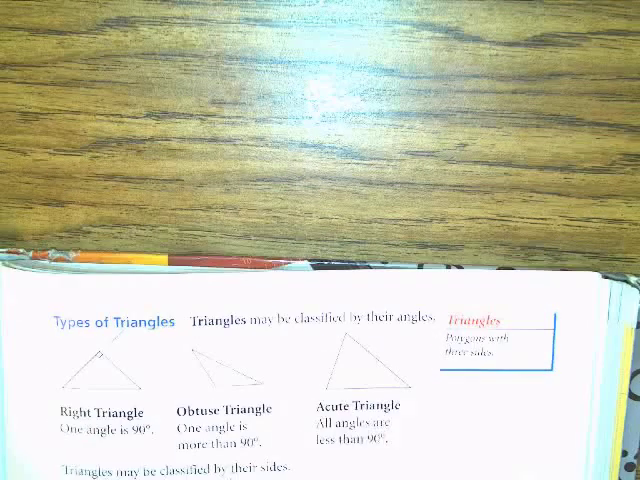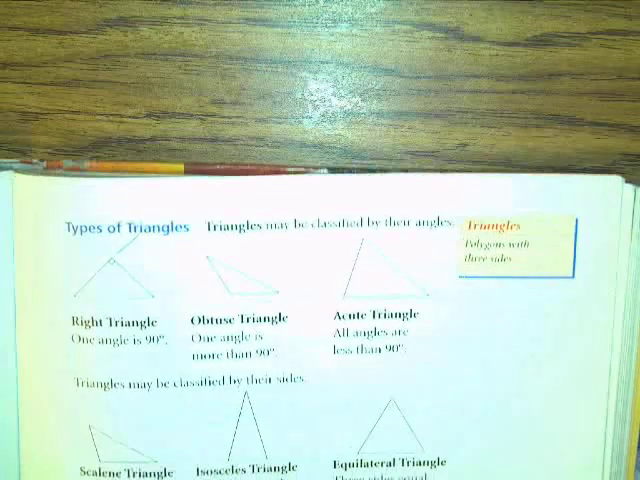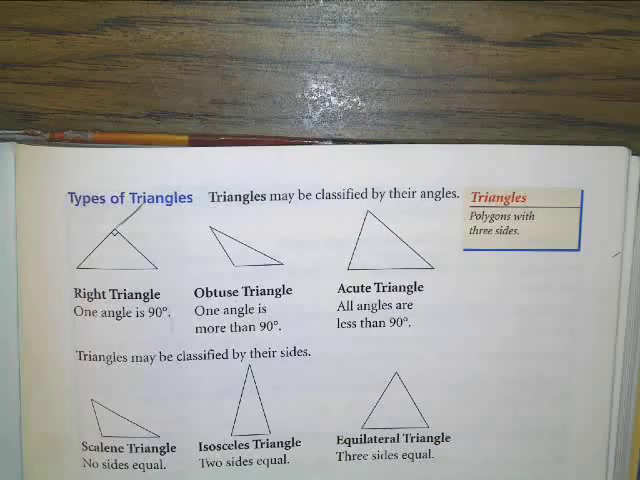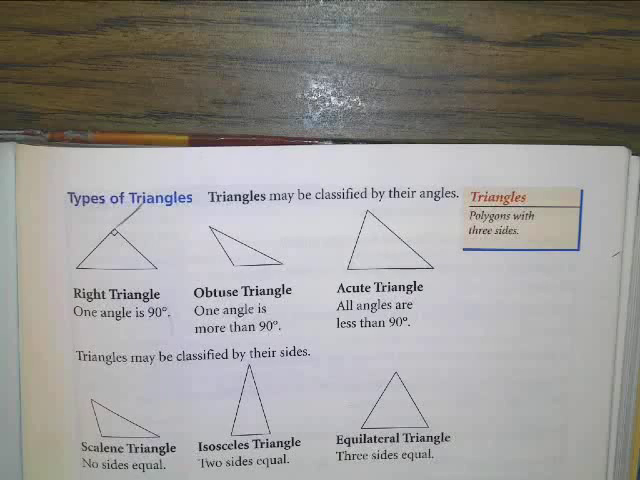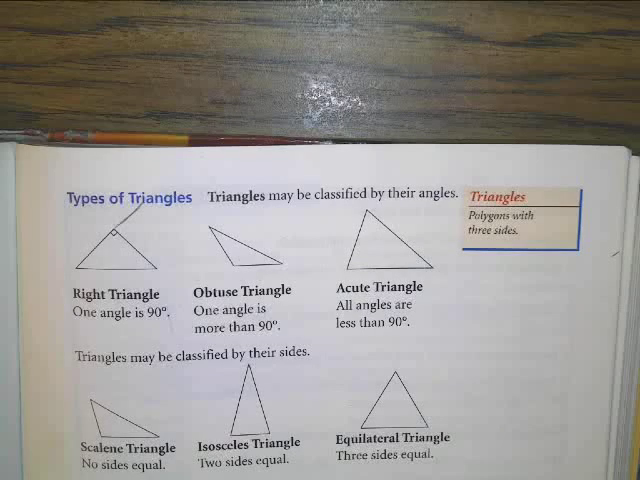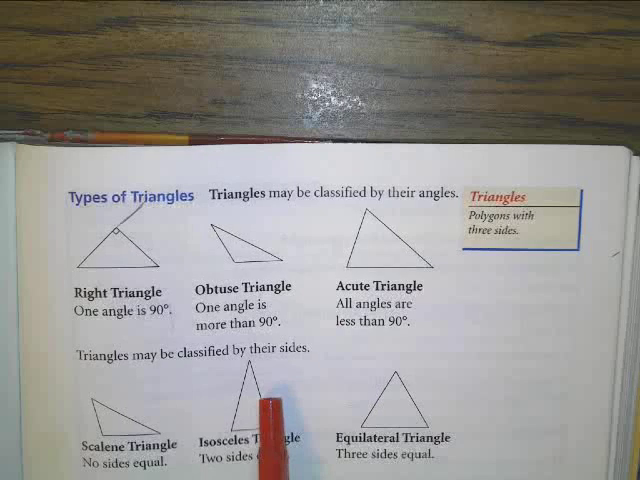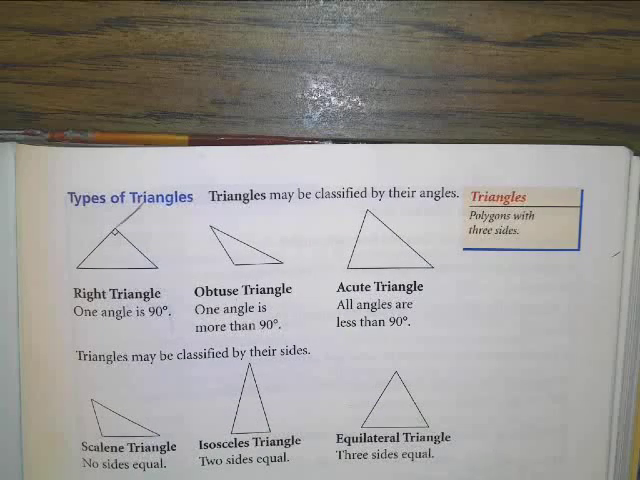So here are our example triangles. Right triangle, one angle is 90 degrees. Obtuse triangle, one angle is more than 90 degrees. Acute triangle, all the angles are less than 90 degrees. Scalene triangle has no sides that are equal in length. An isosceles triangle has two sides that are equal, so this side and this side. And an equilateral triangle has all three sides the same.